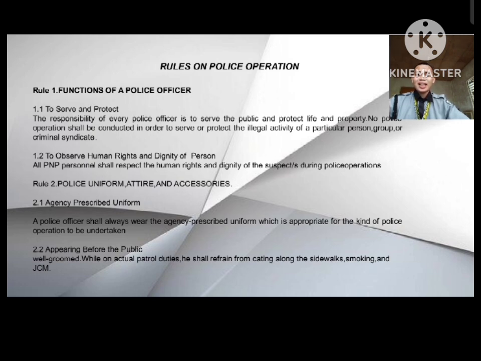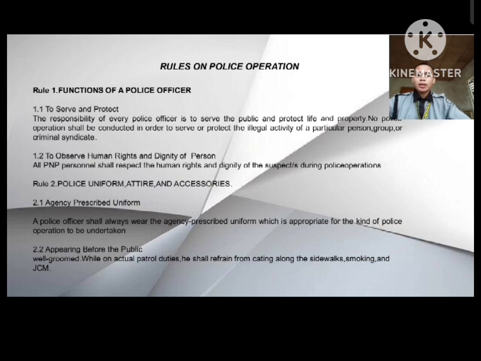This means that their actions should always be for the safety and welfare of the public. Police operations are used to help and protect against illegal activities, criminals, and syndicates. The next is to observe the human rights and dignity of the person. Police officers must always respect the rights and dignity of a person.